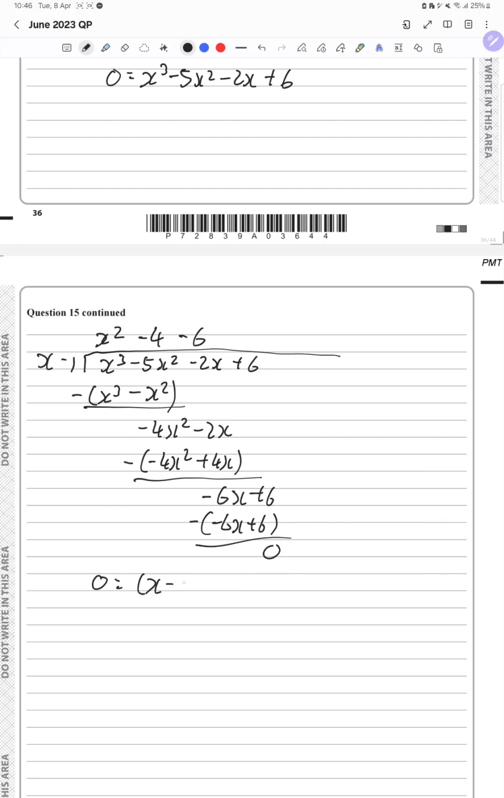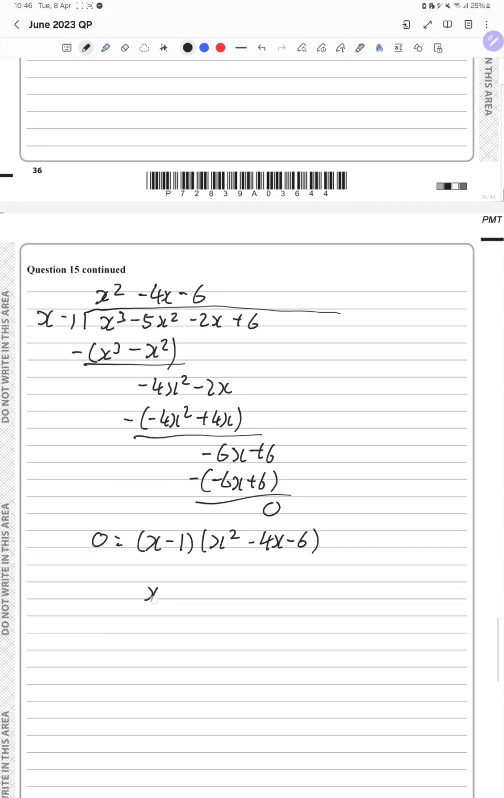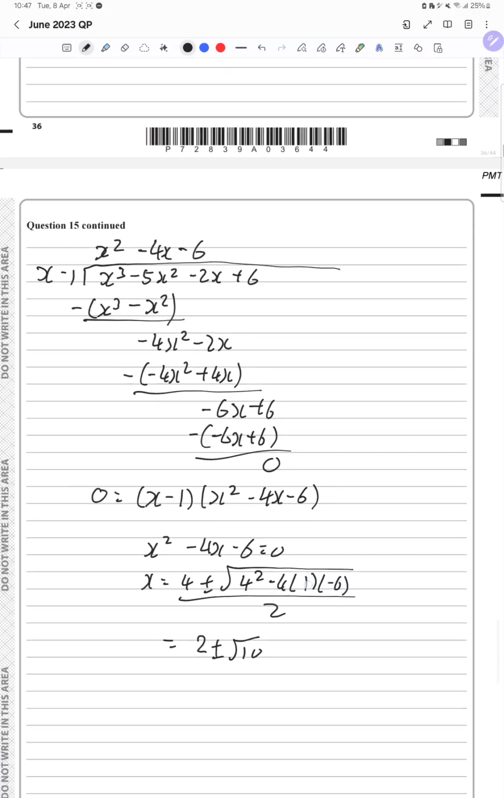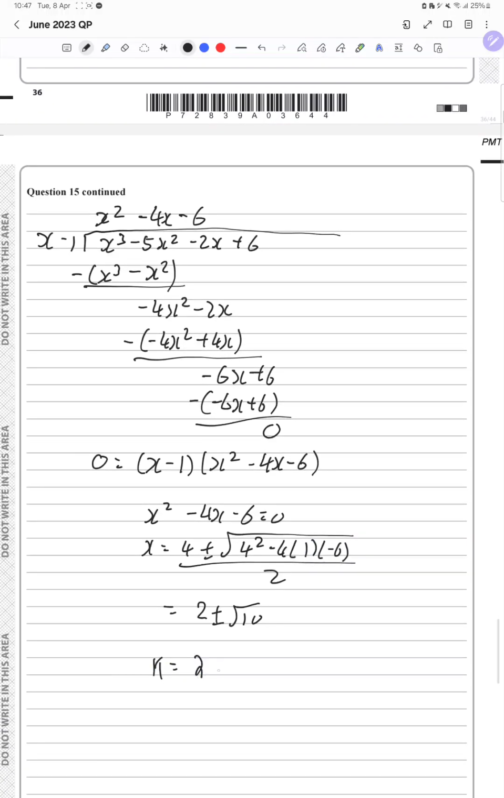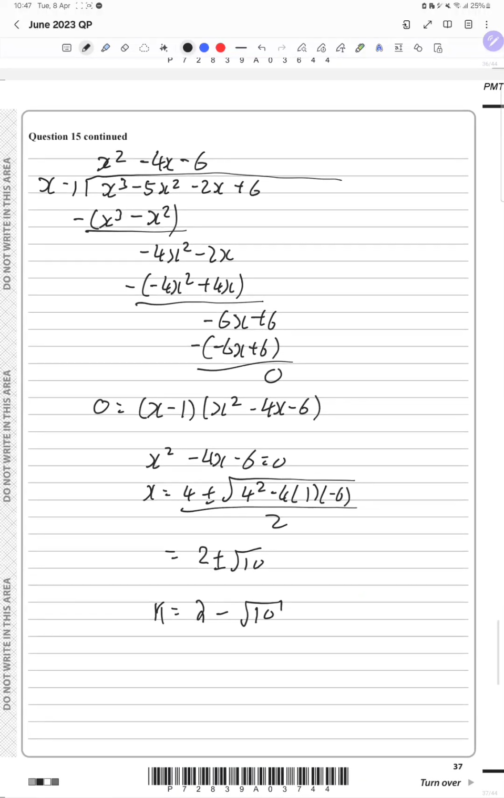So we can factorise that to be x minus 1, x squared, that should be an x, minus 4x minus 6. So we're after where this equals 0. Unfortunately, there's no factorisation here going to work, so let's use the formula. C2, and we should get 2 plus or minus root 10. Now we know k is negative, so k is 2 minus root 10.